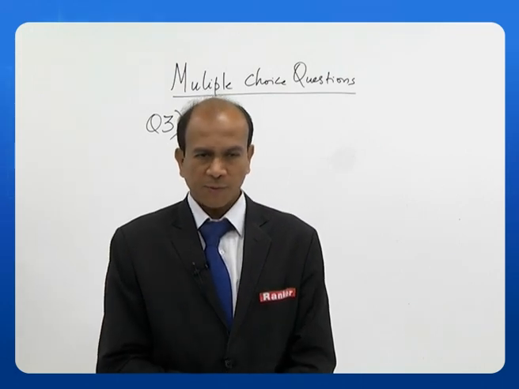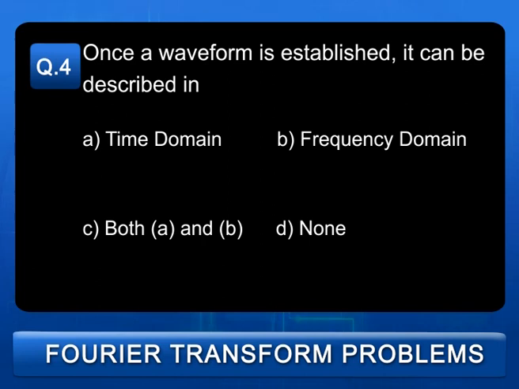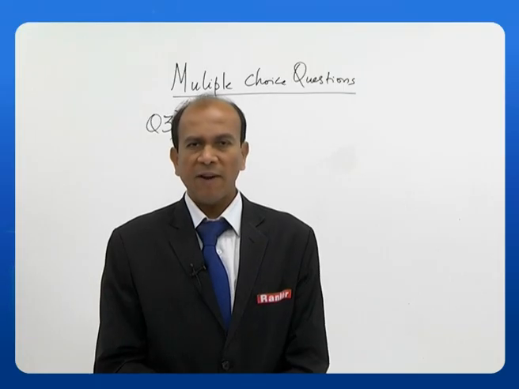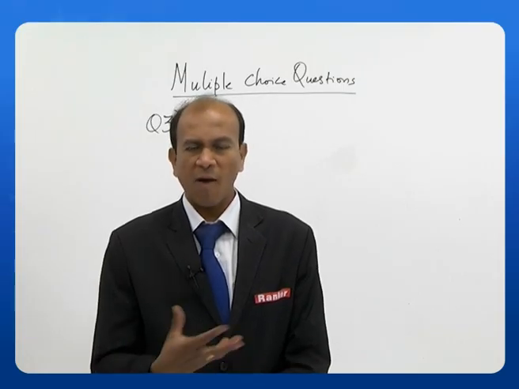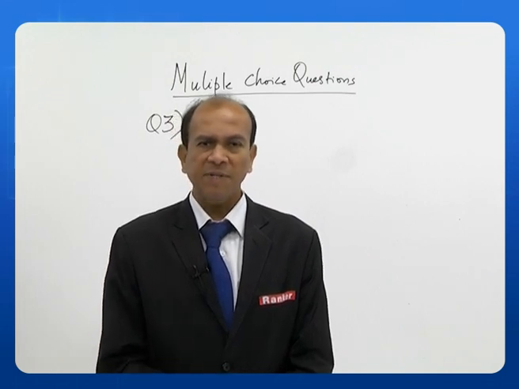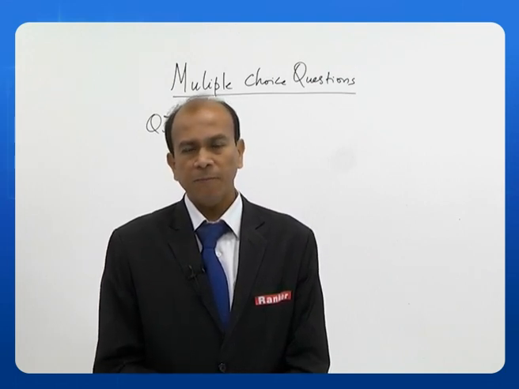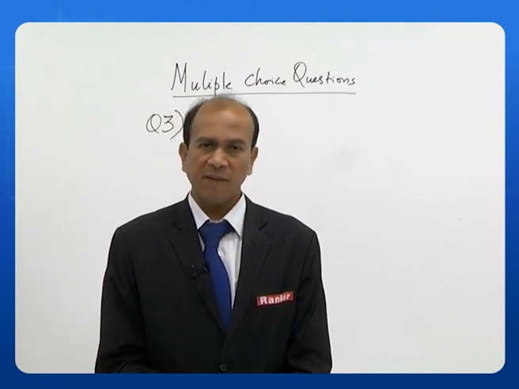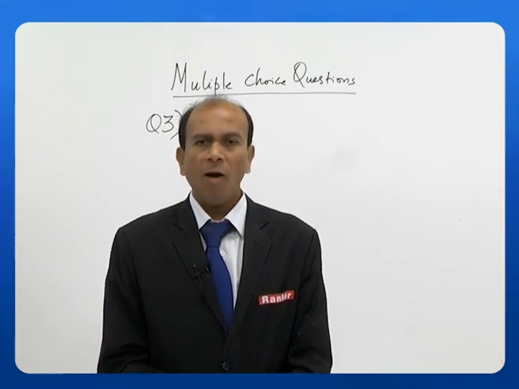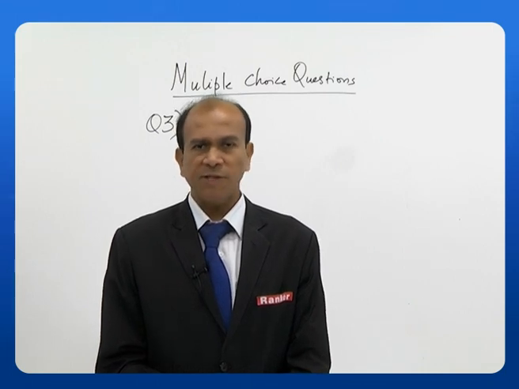The next question is as follows. Once a waveform is established, it can be described: A. In time domain, B. In frequency domain, C. In both A and B, or D. It cannot be described. That is the last question. When a waveform is established, that means when you have a waveform that is generated, I can represent it in the time domain, or in the frequency domain, or with both time and frequency domain representation, or a signal which is established cannot be represented. These are the choices given to you.